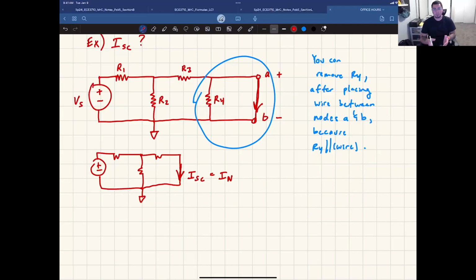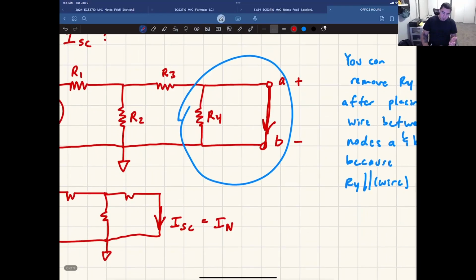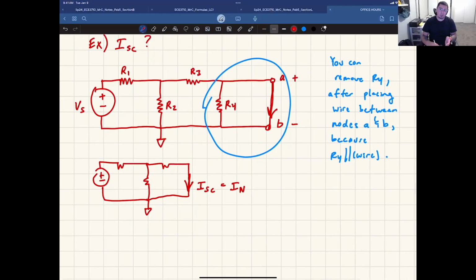So another example where you can remove the resistor. And it's not that you just can because, you know, you have the right to. You have to have some type of mathematical proof or physics principle that supports this. And we have already demonstrated using math and the concept of conventional current to show that R4 in parallel to a wire simplifies to just a wire.